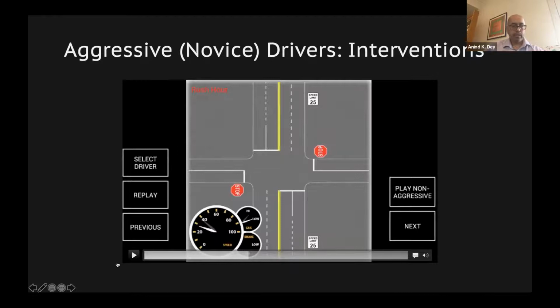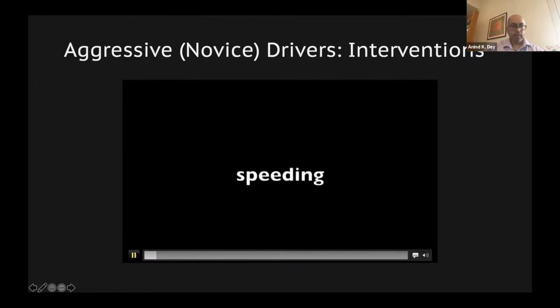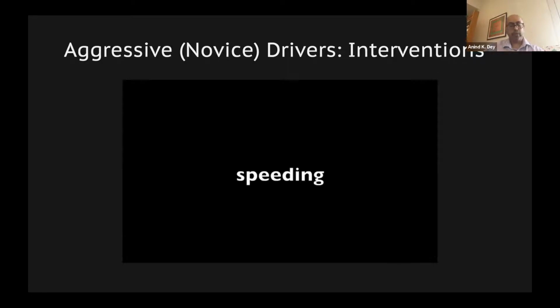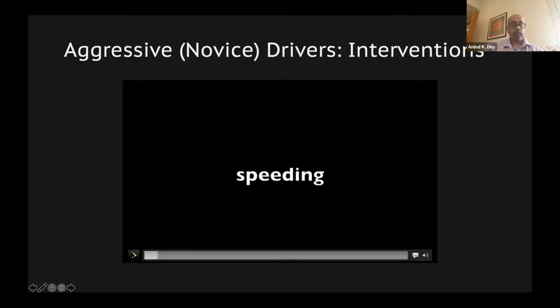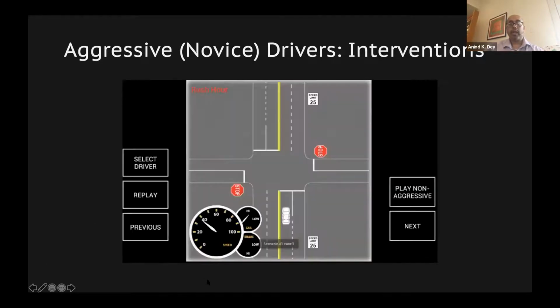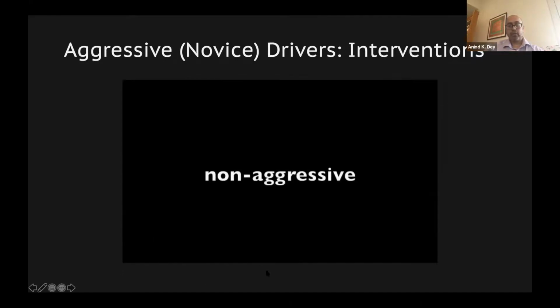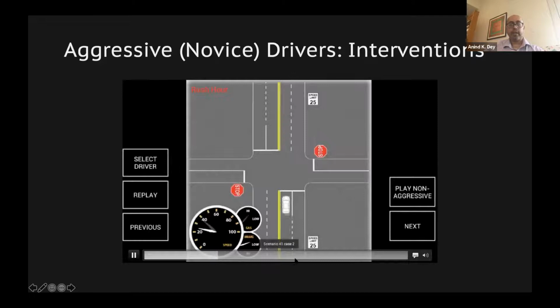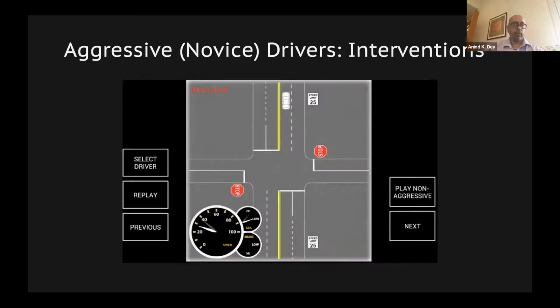So let me just pause that for a second. What you'll see first is how an aggressive driver sped through the intersection. And then on the second pass through, you'll see what the aggressive driver did shown in gray, and a simulated non-aggressive driver shown in white, to highlight the difference. So here's the aggressive driver. And now the non-aggressive driver is shown in white to highlight how a non-aggressive driver would have driven in the same situation.